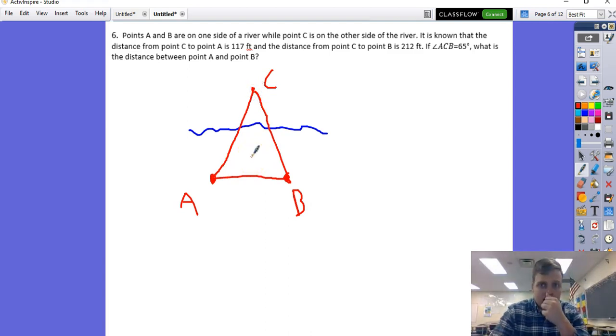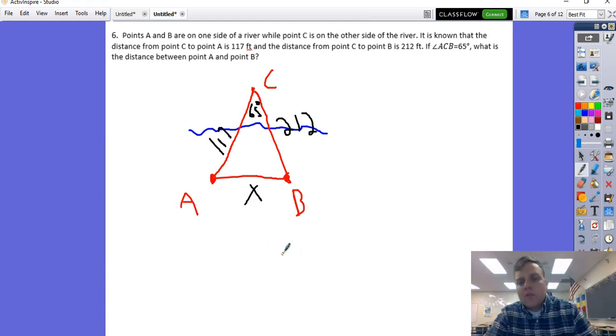Alright. And it tells us that from point C to point A is 117 feet, and from point C to B is 212 feet. Okay. If angle ACB, that's this angle right here, is 65 degrees, what is the distance between A and B? So that's x. Alright. So this is a triangle. It's not a right triangle. Alright. So then that leaves me with either law of sines or law of cosines to solve it.